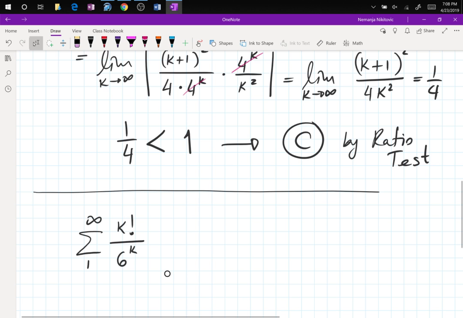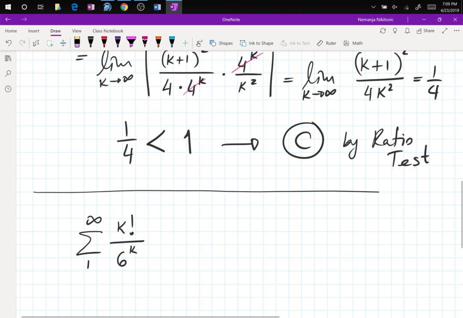Well, k is going to get much bigger than 6. As you build it up, it's always 6, 6, 6, and this is eventually going to be 7, 8, 9, 10. So the top is going to rise much quicker, so we are expecting divergence.